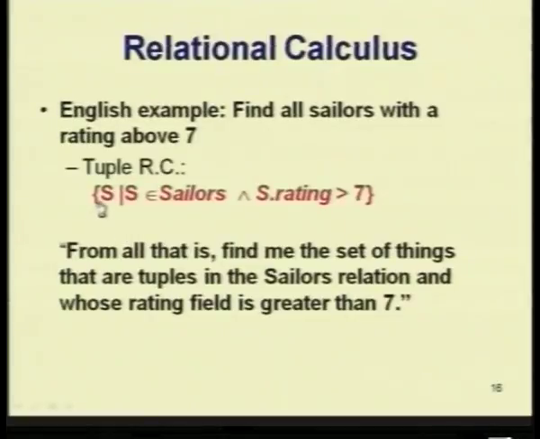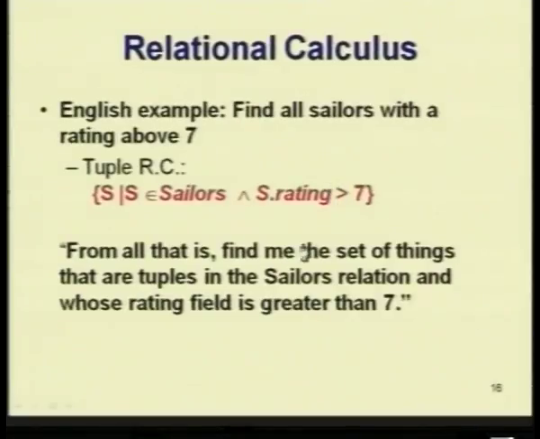Now look at this. This is a tuple relational calculus. It tells me to get a set, and I am specifying some condition for the set. What is this condition? This S must be a member of Sailors, and that tuple's rating should be greater than 7. So from all, find me the set of things that are tuples in the Sailors relation and whose rating field is greater than 7.